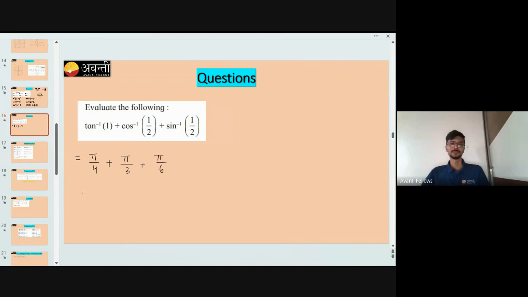We just have to add this. I hope you are familiar with LCM. So what will be the LCM of 4, 3, and 6? It will be 12. So here we multiply and divide by 3, so 3 pi. Then multiply and divide by 4, so 4 pi. And multiply and divide by 2, so plus 2 pi. Now, what is the final answer? 3 plus 4 plus 2 is 9, so 9 pi by 12. We can reduce it by dividing with 3. So, we will get 3 pi by 4 is my correct answer.